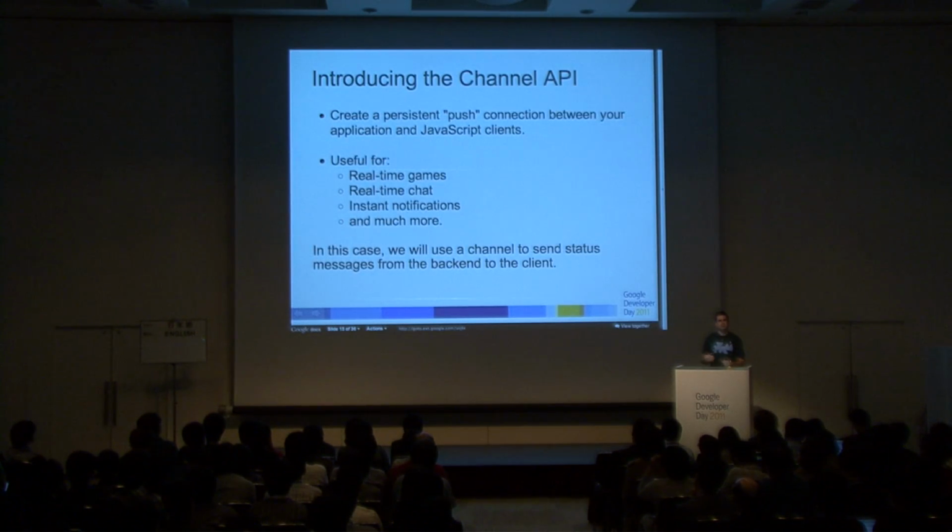So just briefly introducing the channel API. The channel API creates a push connection between your application and the web browser. It's the same thing that Google uses for Google Chat, and it's useful for real-time games, chat, instant notifications, and more. And we're just going to use this to push messages from the back end to the client to notify them of the progress of the rendering.